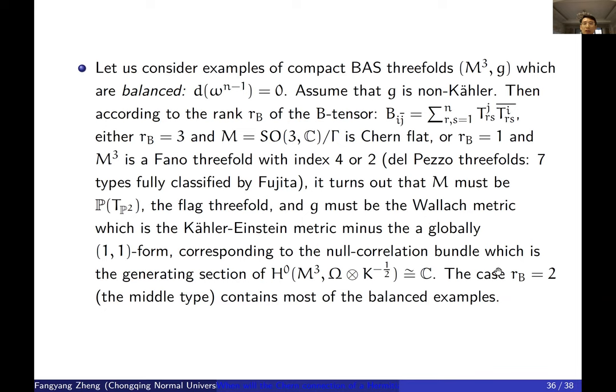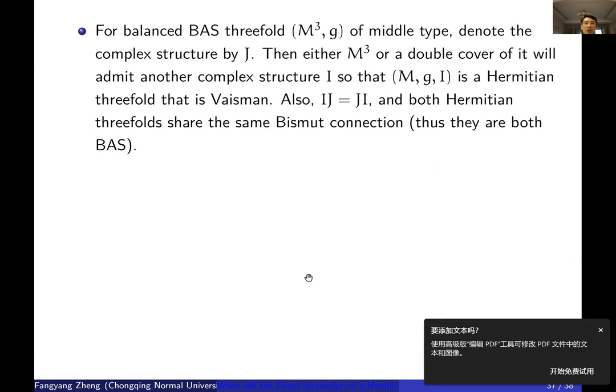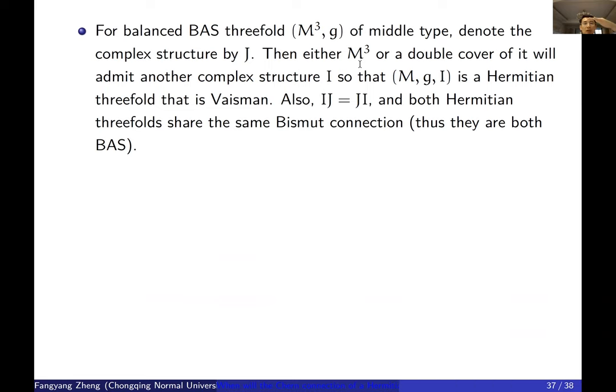Now, most of the examples have B rank 2, so we call them middle type, for lack of a better name. This middle type is very interesting. It turns out that if you're in the middle type case, then you may need to lift this manifold to a two-sheet unbranched cover. And then on this cover, you have another complex structure, which is compatible with the same metric. This complex structure, we call it J, is commutative with I. So I and J are commutative.